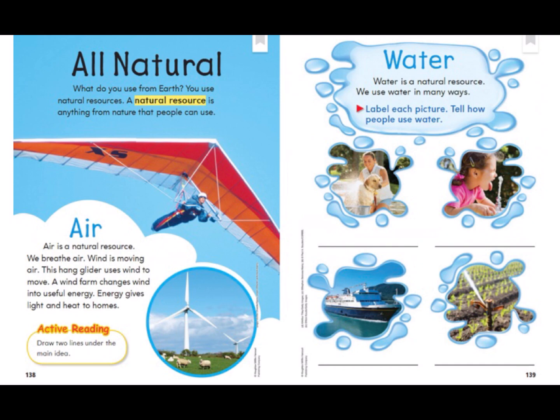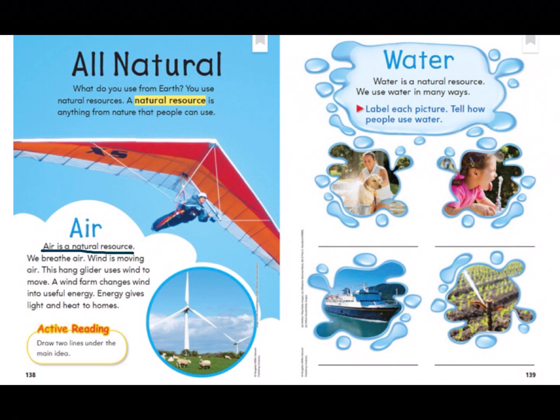All natural. What do you use from Earth? You use natural resources. A natural resource is anything from nature that people can use. Air is a natural resource. We breathe air. Wind is moving air. This hang glider uses wind to move. A wind farm changes wind into useful energy. Energy gives light and heat to homes. So let's draw a line under our main idea. Air is a natural resource.